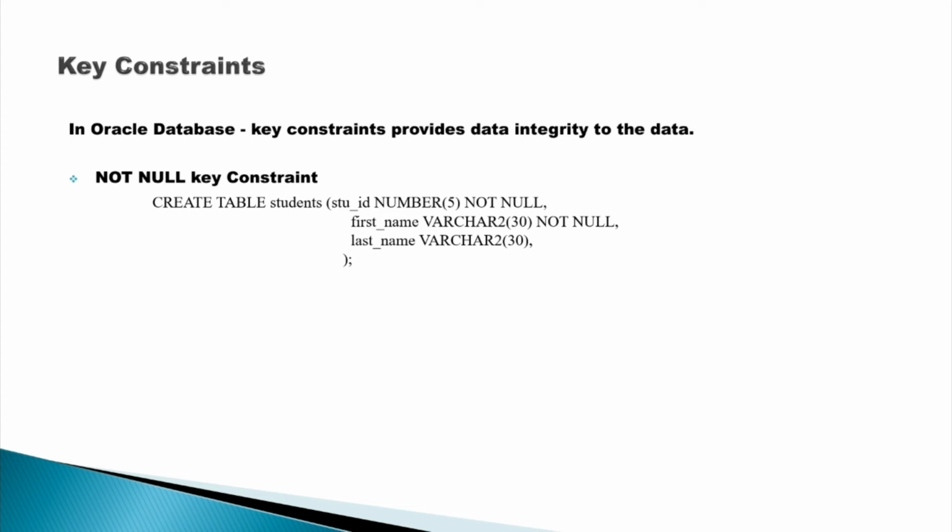Here this is the example and the syntax of how we define the not null key constraint. After the column you can just simply write not null. That will define it as a not null key column. If you are inserting STUID as null, or you are just leaving it blank, then it will not allow you to insert that particular record in a table.